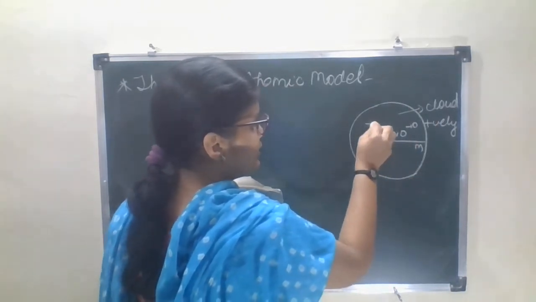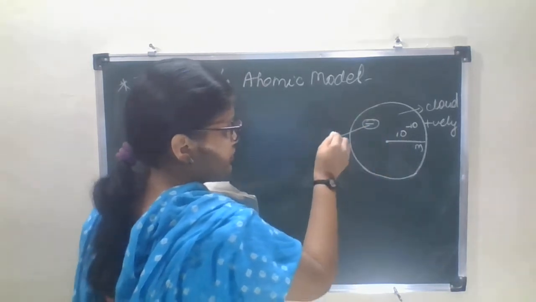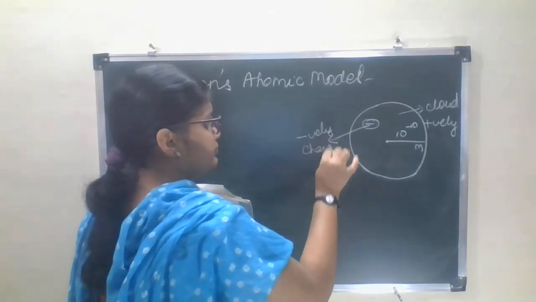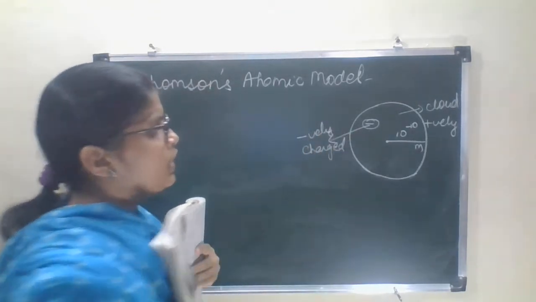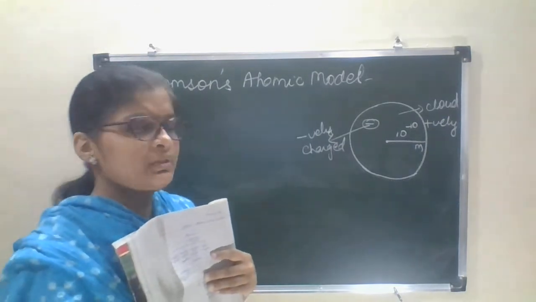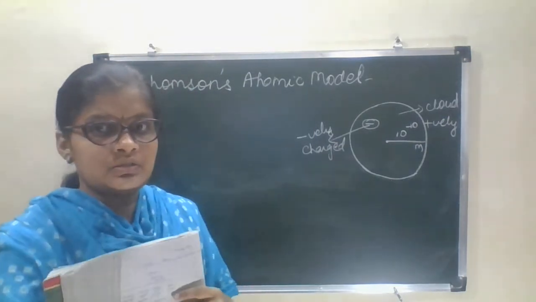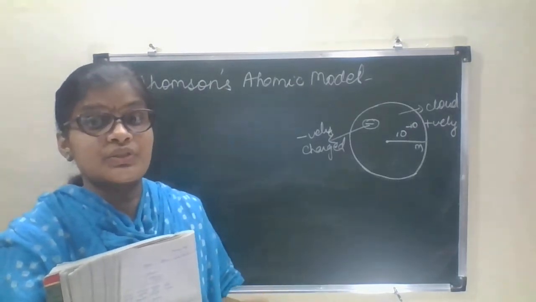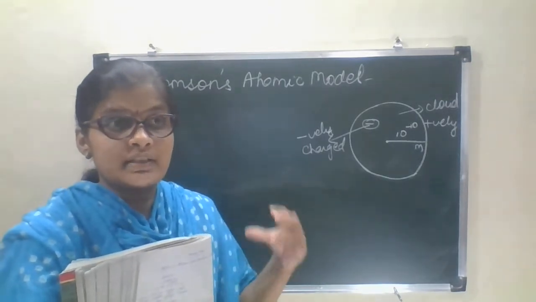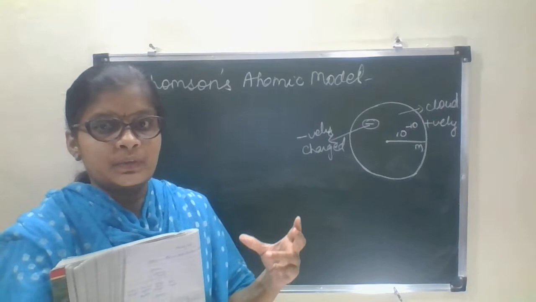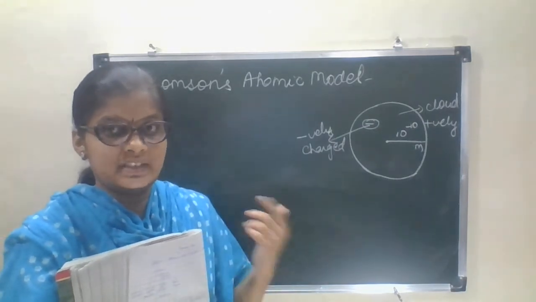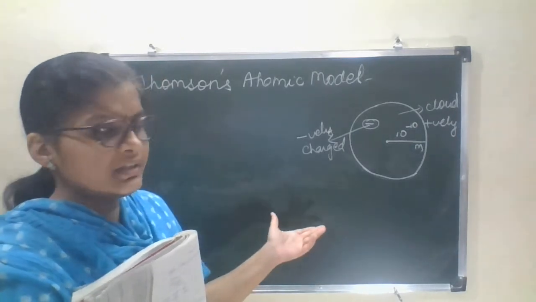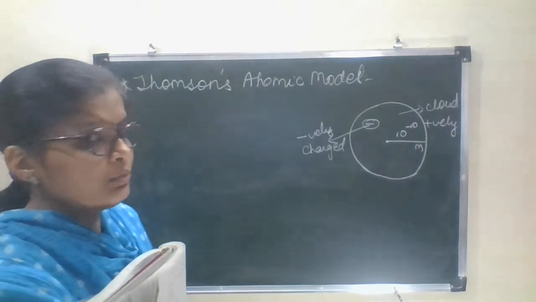Next, these are the electrons, which are negatively charged. As he was the first person to observe the atom, he tried to give us something we know. Everyone knows how a watermelon looks, what the shape of a watermelon is, and how the seeds are embedded inside it. So in order to understand easily, he gave an example which is analogous to his atom or observation.